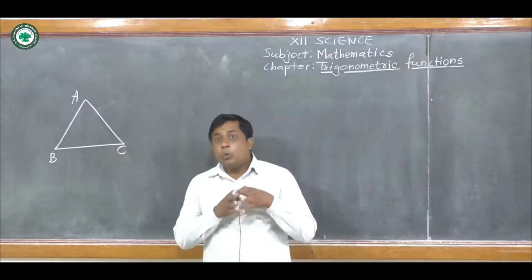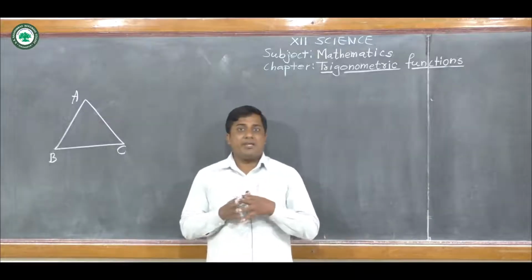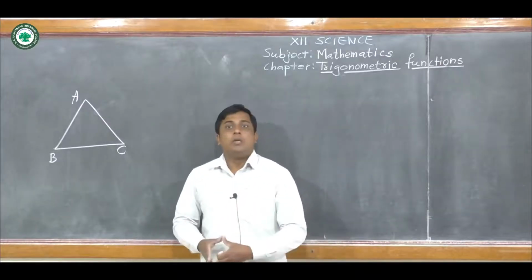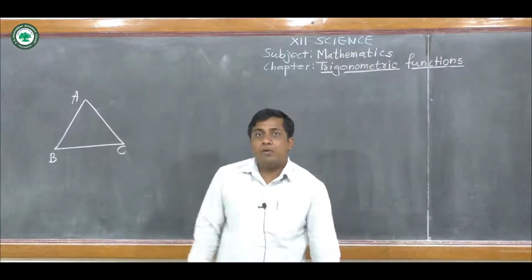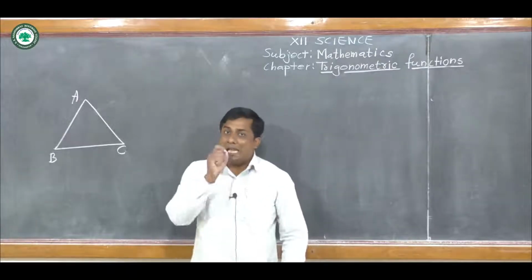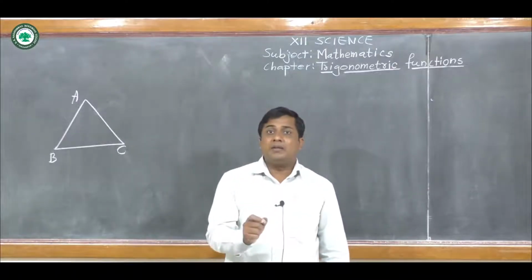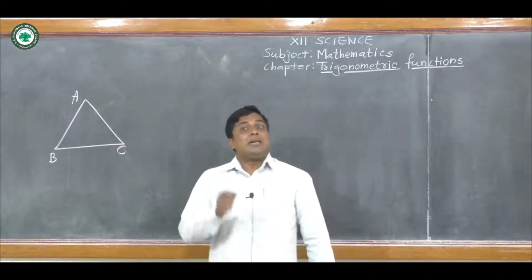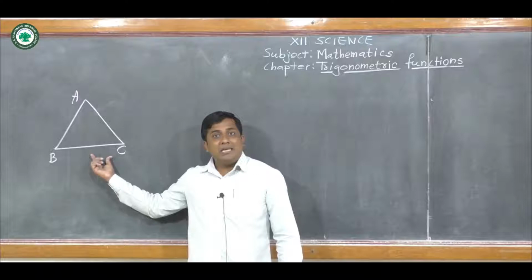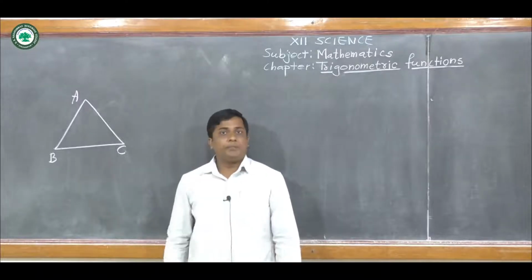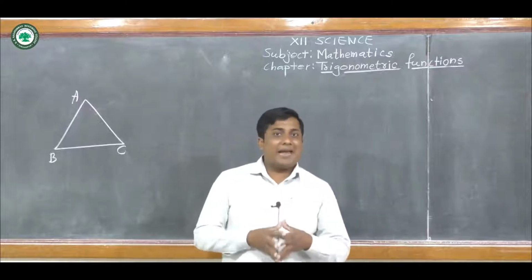Now, to find the solution of a triangle means that by using known elements we find unknown elements. If we have a certain set of three elements and one of them is a side, then we find the remaining elements. So remember this point.